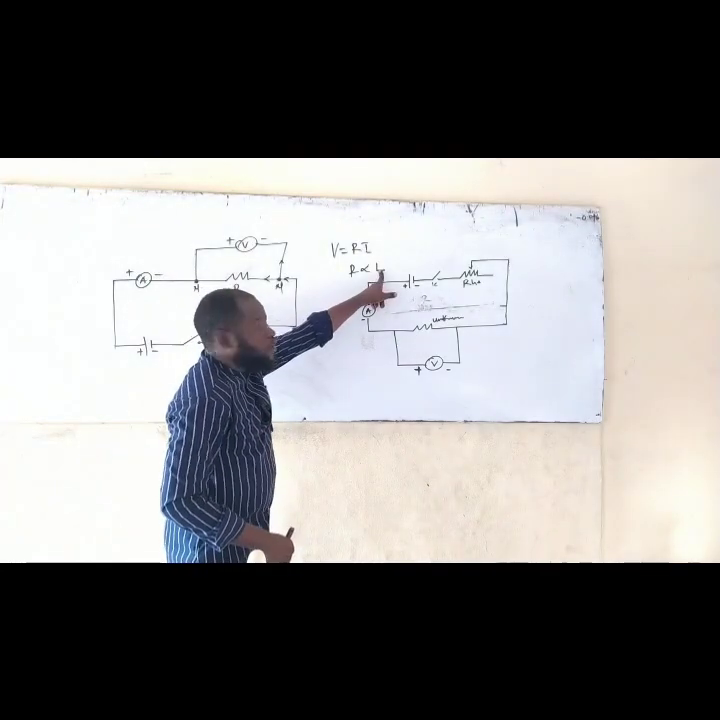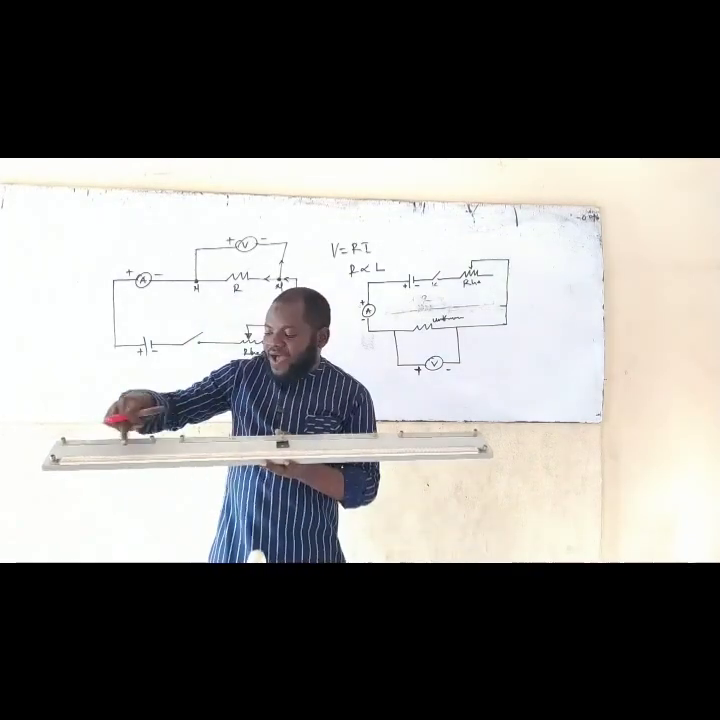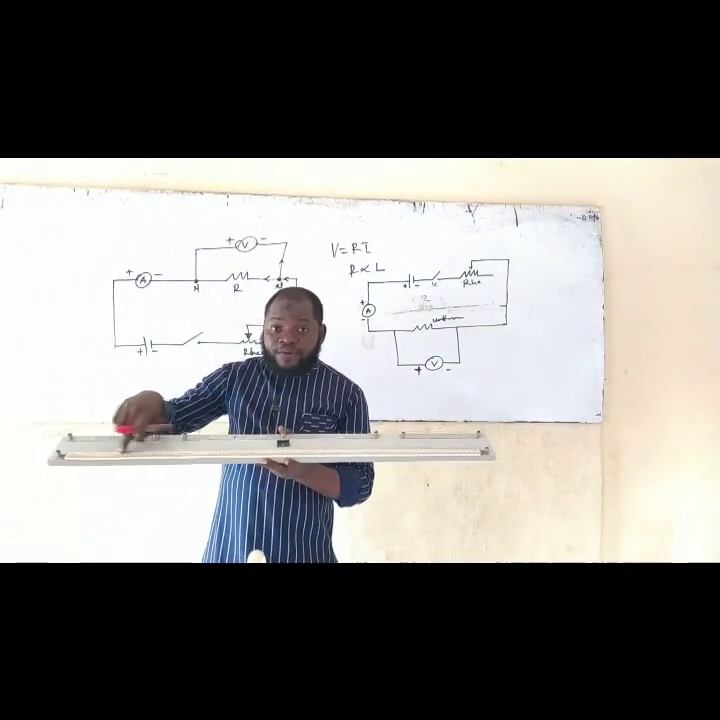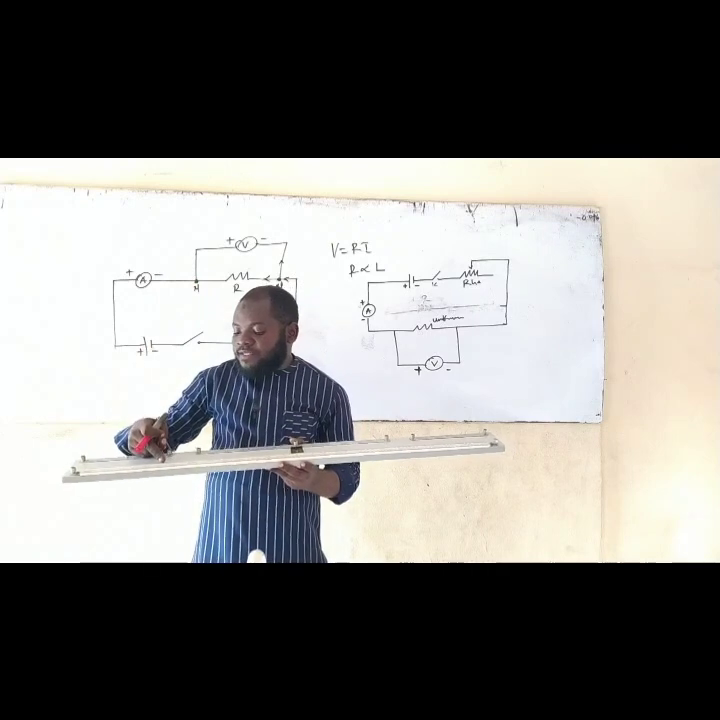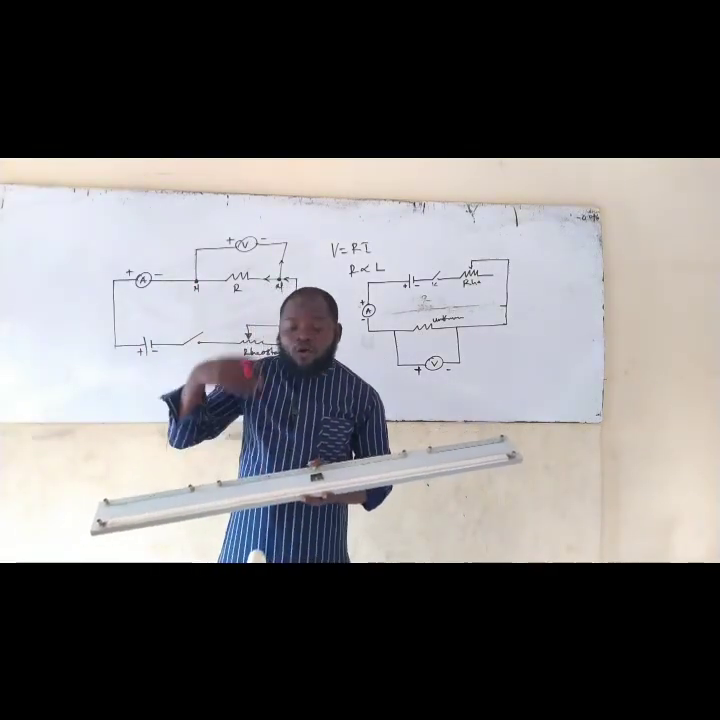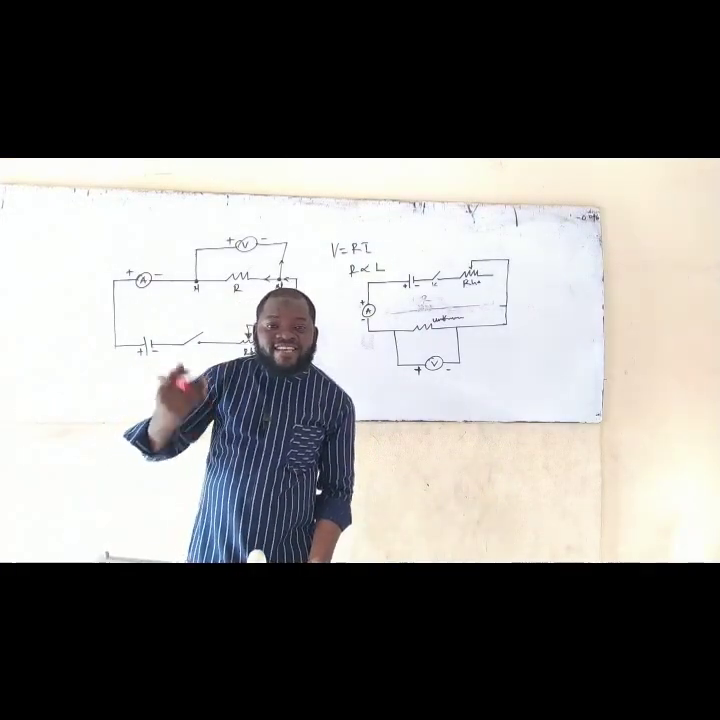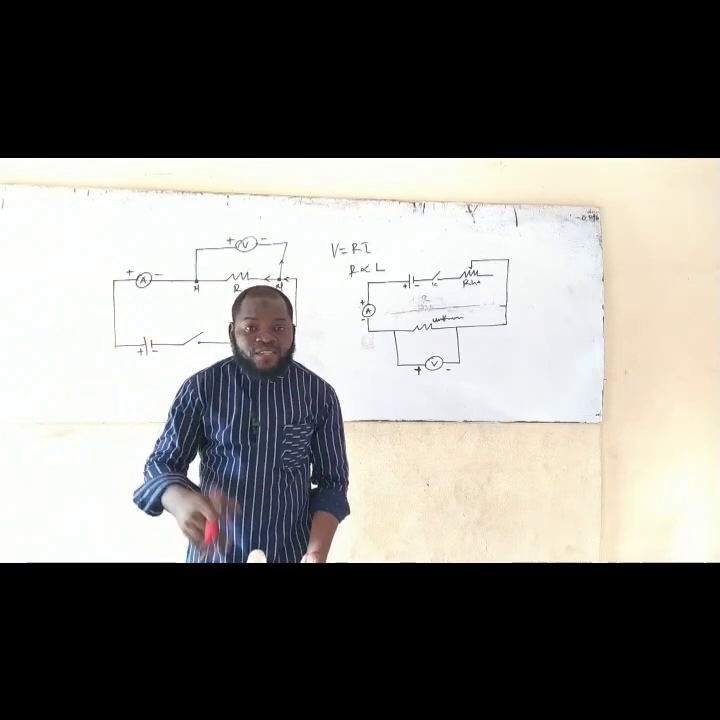The longer the length of your conductor, the higher the resistance. That means as you are changing the value on the meter bridge, what will be the resistance, or what will be the current, or what will be the voltage when the length is 70? What will be that when it is 75? What will be that when it is 80? As you are increasing the length, what is happening?